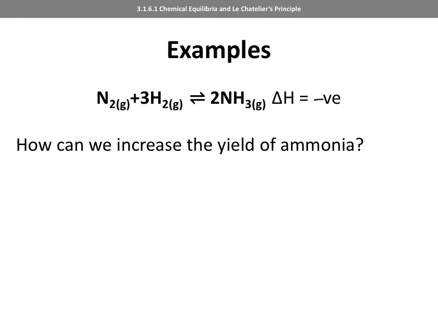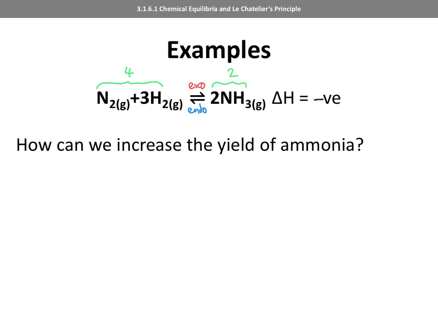Okay, so we're making ammonia here from nitrogen and hydrogen. We're told that the forward reaction is exothermic, so we're going to write that, which means that the reverse reaction must be endothermic. And everything is in the gaseous state, so another thing that we can consider is the number of molecules on both sides, because we can think about how pressure can affect the position of equilibrium. So we've got 4 moles on the left, and 2 moles on the right.